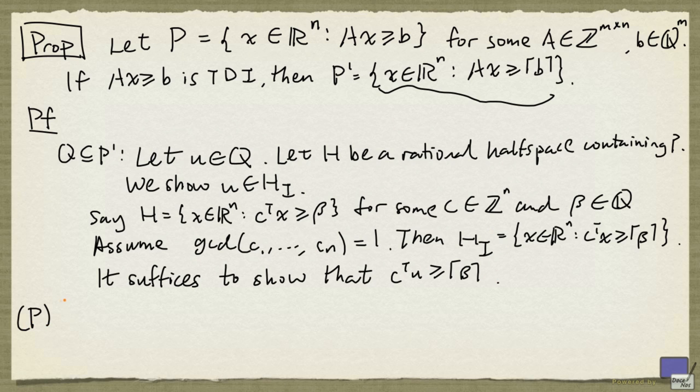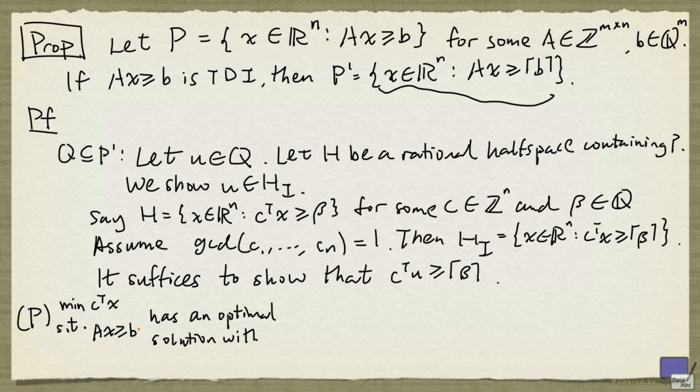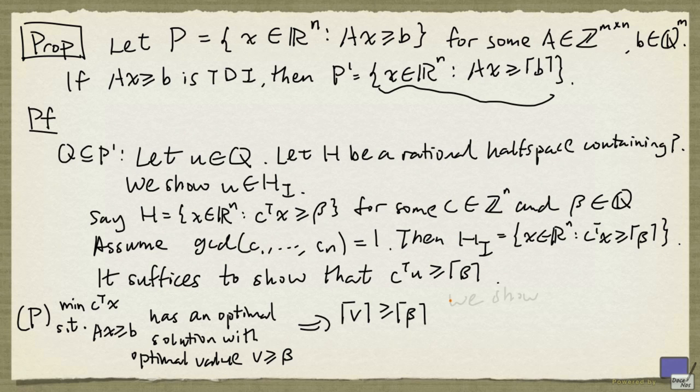Now, let P denote the problem of minimizing C transpose X subject to Ax greater than or equal to B. Because H is a half space containing P, this inequality is valid for P, and so this problem is bounded. And since we assume that P is non-empty, this is not infeasible. So by the fundamental theorem of linear programming, this problem has an optimal solution. And we're going to let V denote the optimal value. And the optimal value is going to be at least beta. Because V is at least beta, we also have the ceiling of V at least the ceiling of beta. And so to prove this, we actually show that C transpose U is at least the ceiling of V.